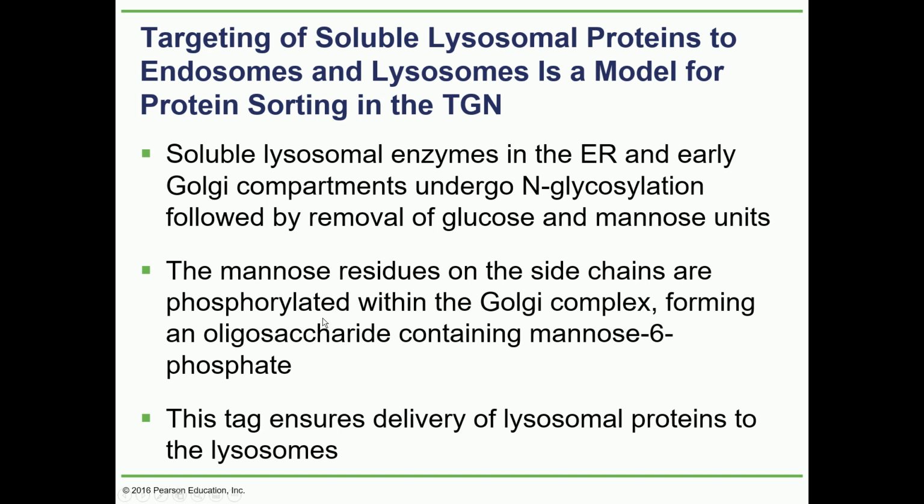So this tag ensures delivery. Mannose 6-phosphate is a tag for lysosomal enzymes. This tag ensures delivery of lysosomal proteins to the lysosomes.